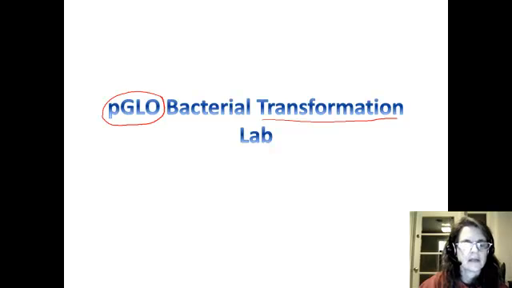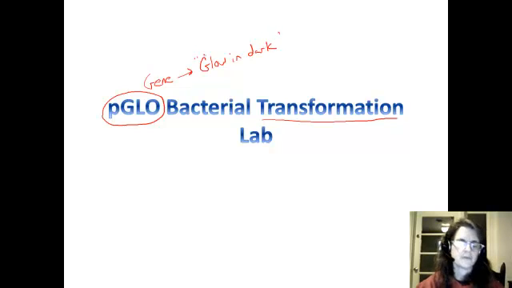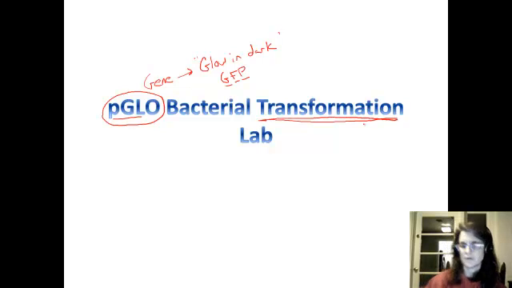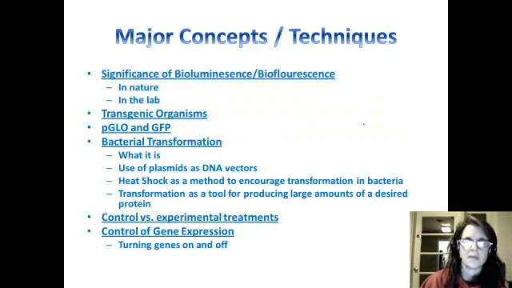pGLO, the other term in this lab, is the name of a gene. This is the name of a gene that codes for a protein that allows organisms to essentially glow in the dark. It's a little more complex than that, but essentially it's a glow-in-the-dark protein. So pGLO is the gene. The protein for which it codes is called GFP, green fluorescent protein. In order to make bacteria glow in the dark with this gene, we're going to make them undergo a process called transformation.